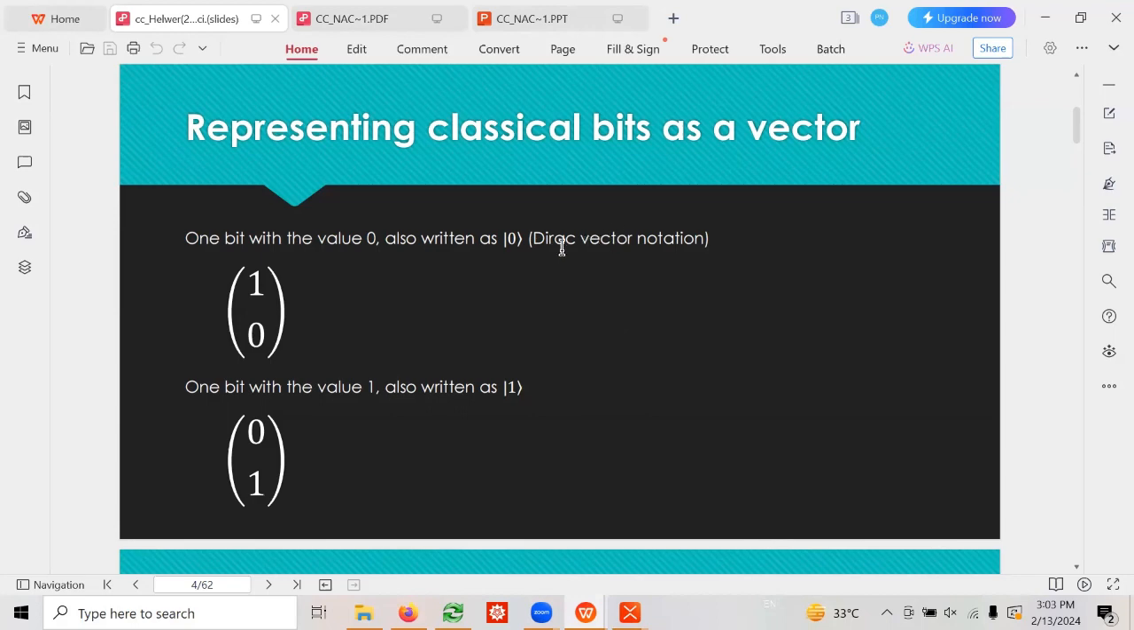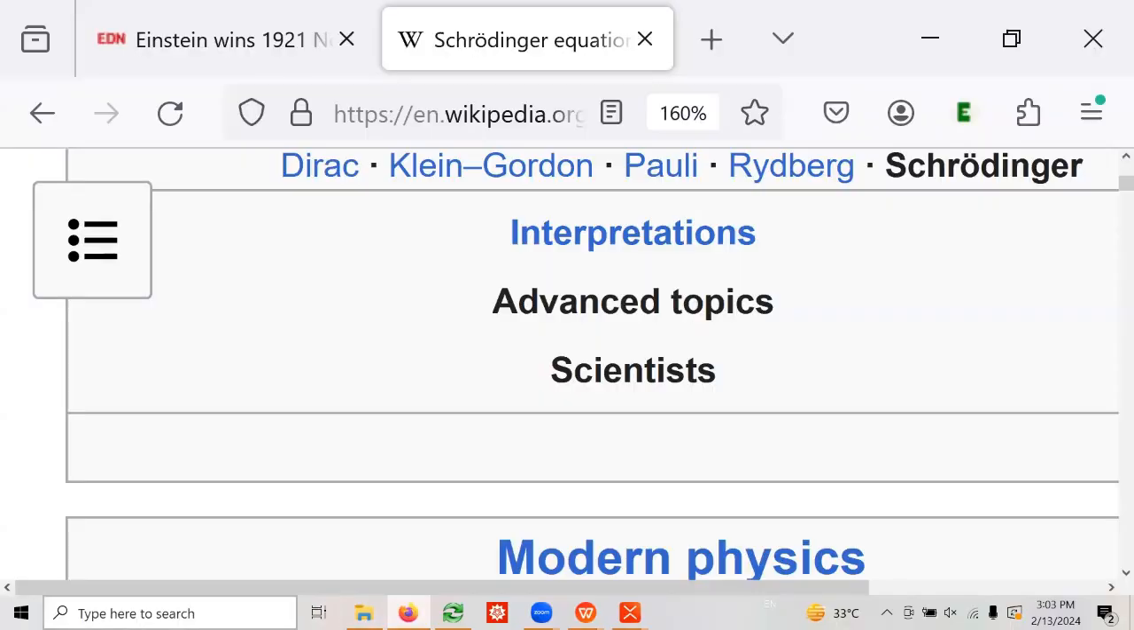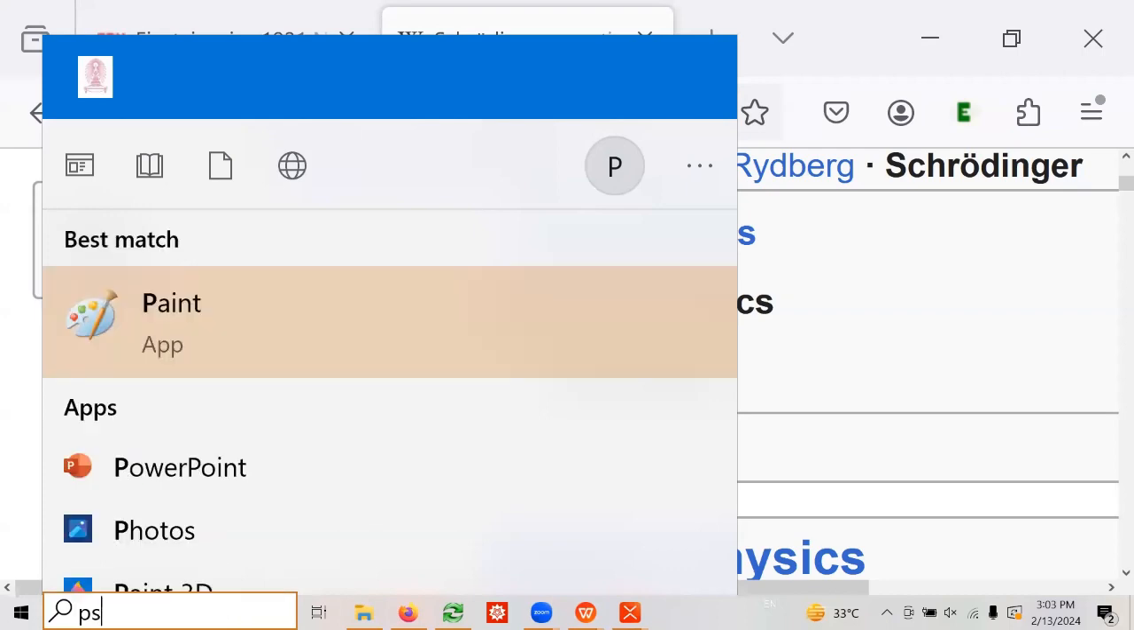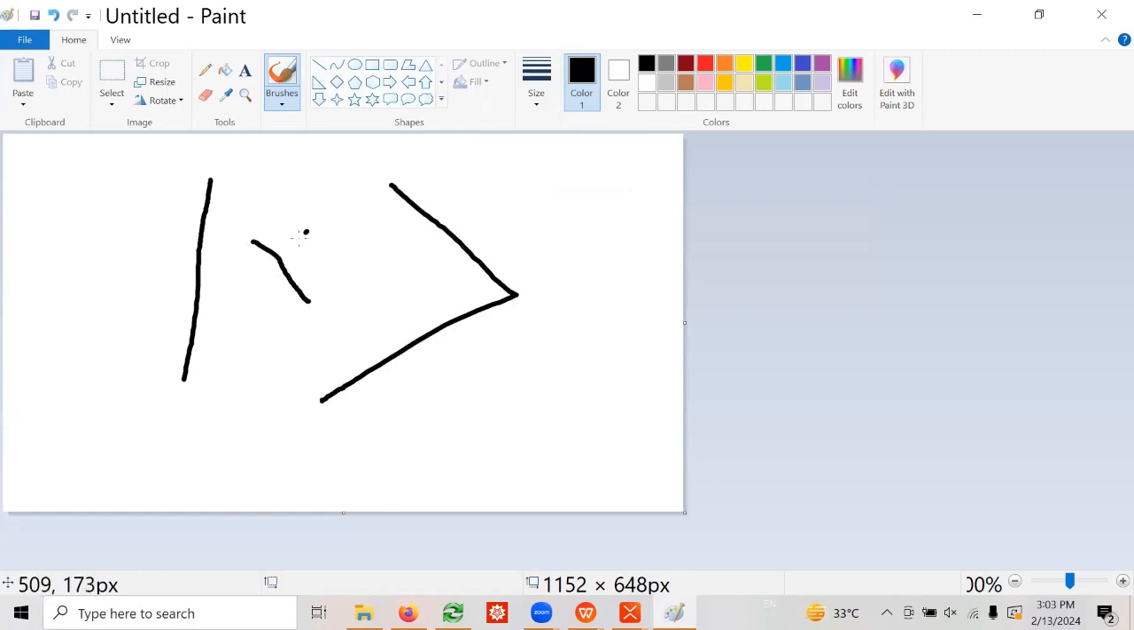Okay, and this represents, this here represents a state. So this can be what? 0 or 1. Okay, 0, 1.